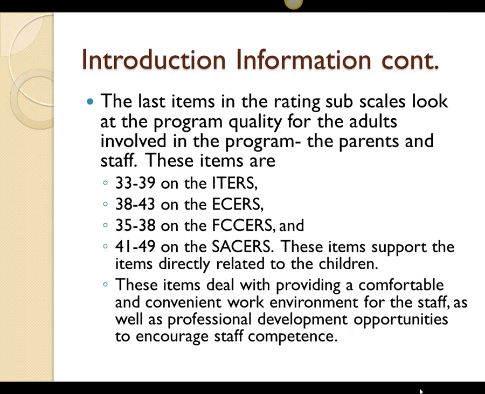The last items in the rating scale subscale look at the program quality for the adults involved in the program, so the parents and staff. Oh, I'm sorry, the Itters only goes up to item 39. So 33 through 39 for the Itters, 38 through 43 for the Eckers, 35 through 38 for the family child care, the FACers, and then 41 through 49 for the SACers. So these items support the items directly related to the children.